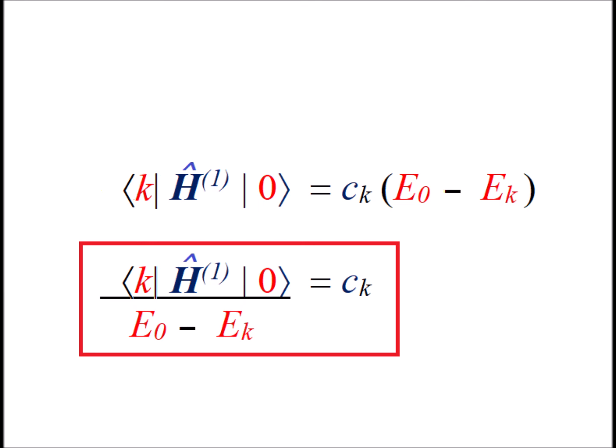A key part of this is that the eigenvalues of the Hamiltonian, at least in the ground state, have to be non-degenerate. So this e sub 0 minus e sub k cannot be equal to 0.